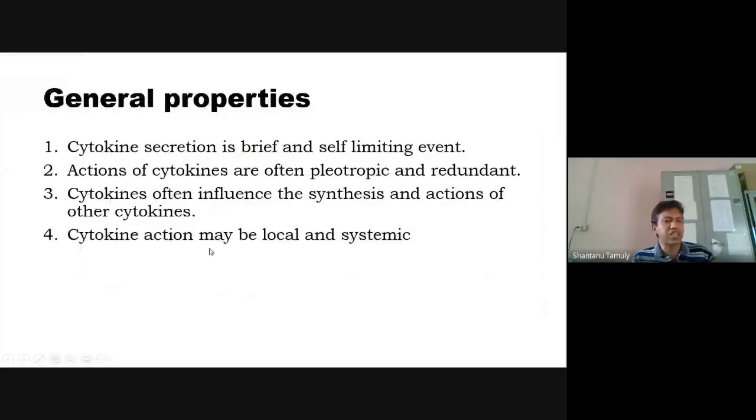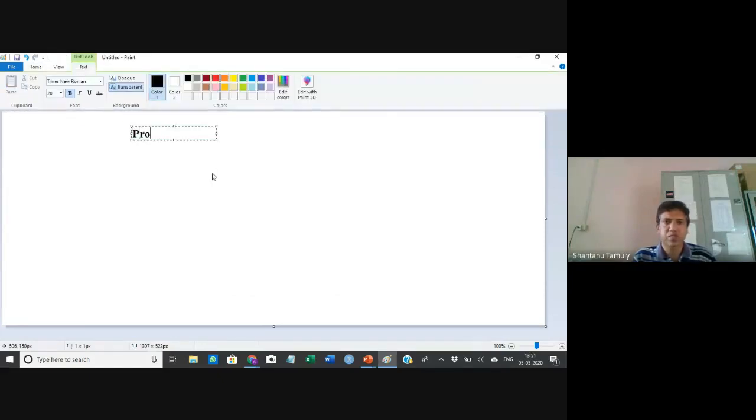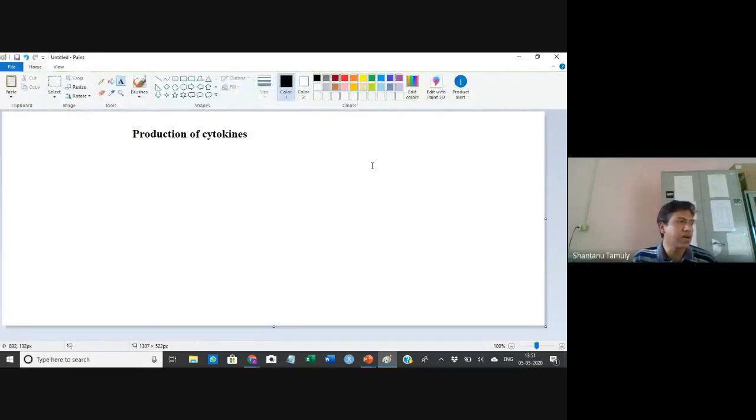Then cytokine action may be local or systemic. Whether it is local or systemic depends upon the amount of the cytokine produced. How much cytokine is produced determines whether it will have the local effect or the endocrine effect, that means a systemic effect. So something like this, if I make it this way.